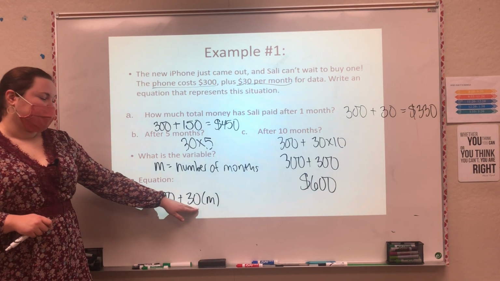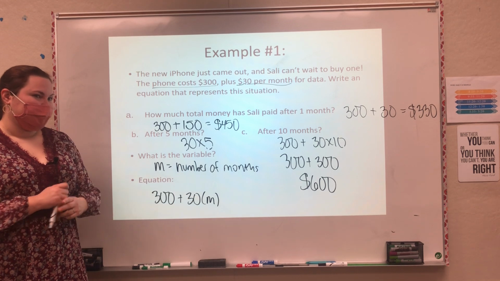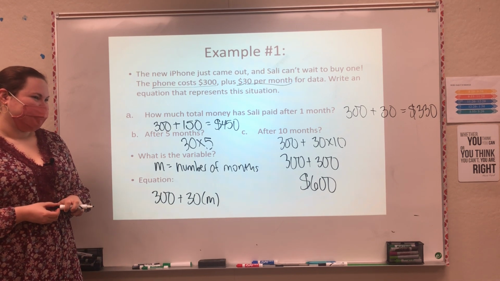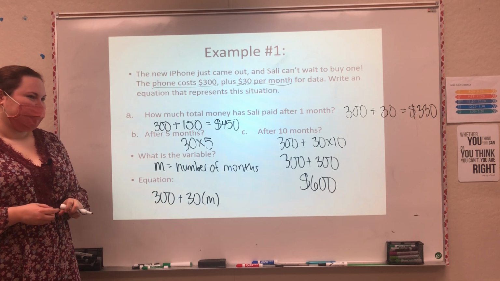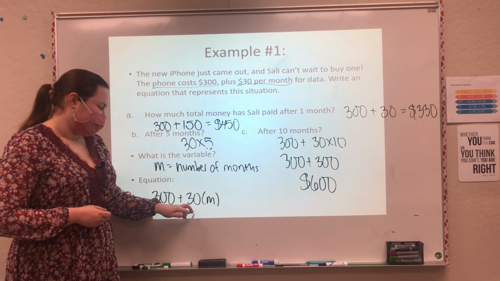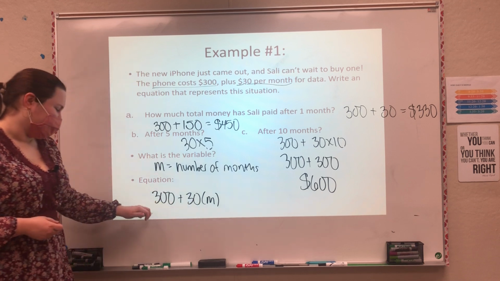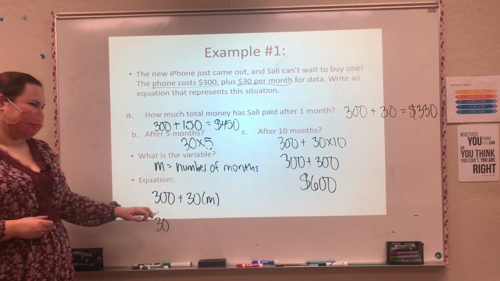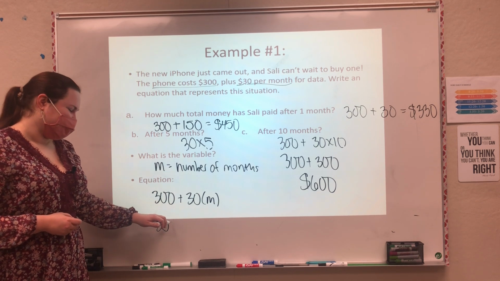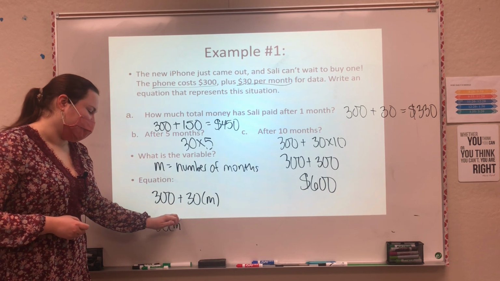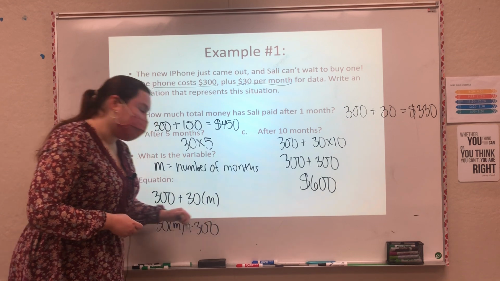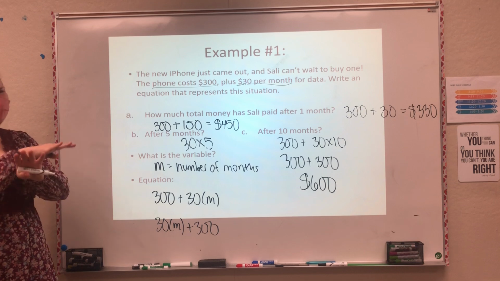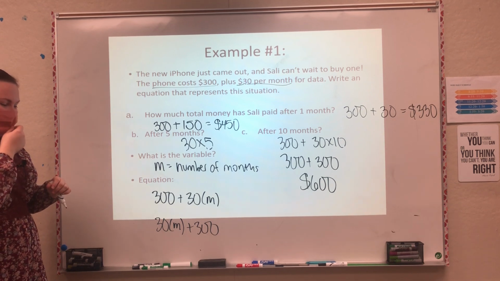Could I have written this a different way? Yeah. 30 times M plus 300. How do you want me to write 30 times M? Yes, the parentheses, the same way. I love how you brought that up. Notice it goes back to what we were saying about equations yesterday. It doesn't matter the order you've got those in. They both say the same thing.